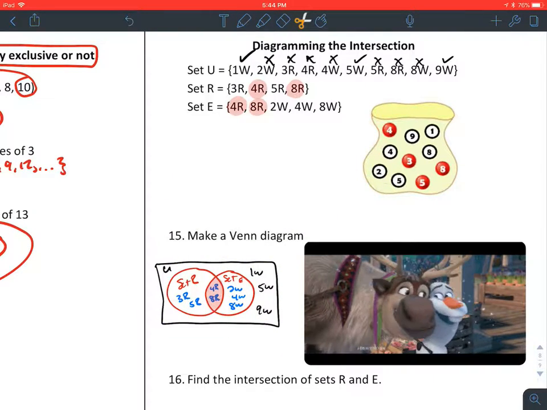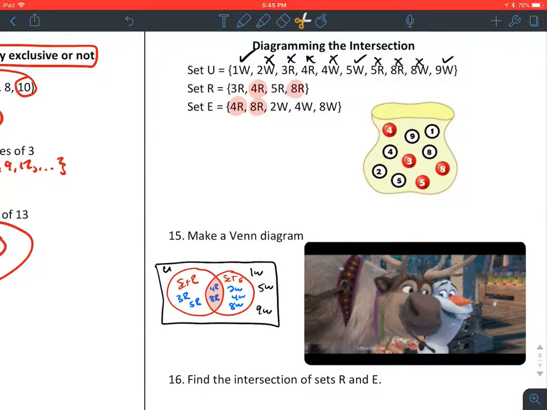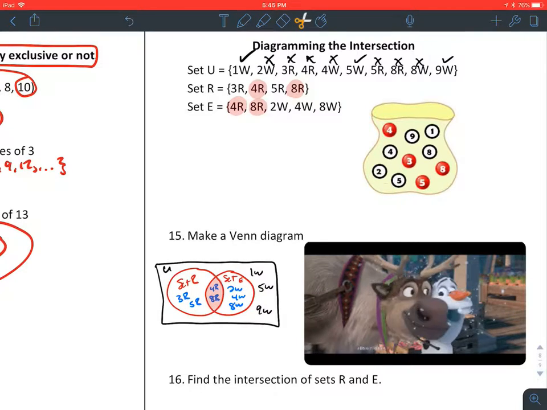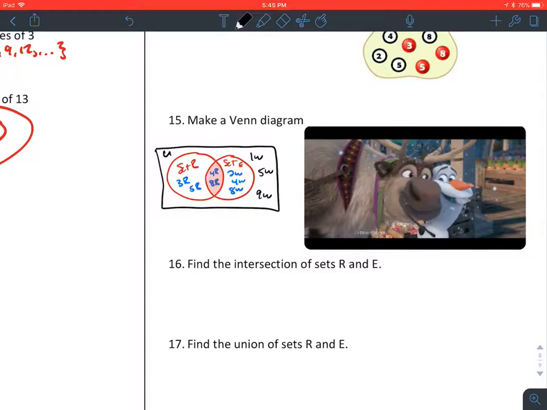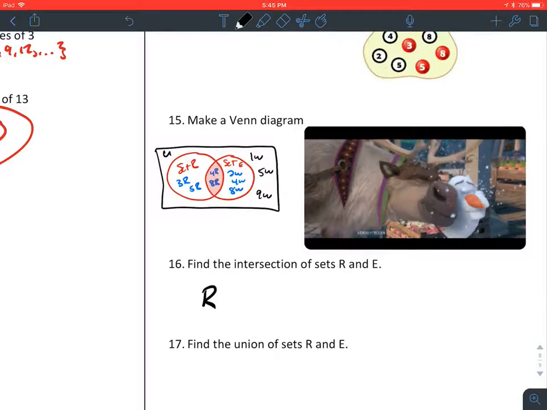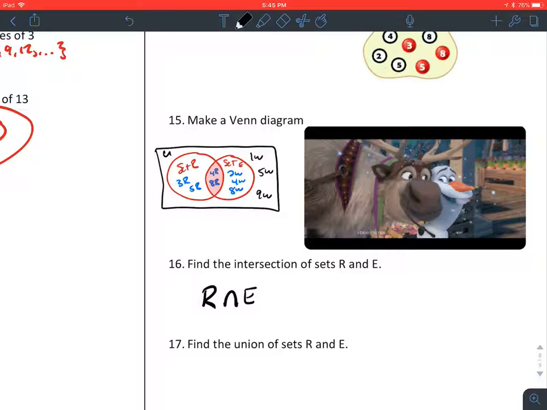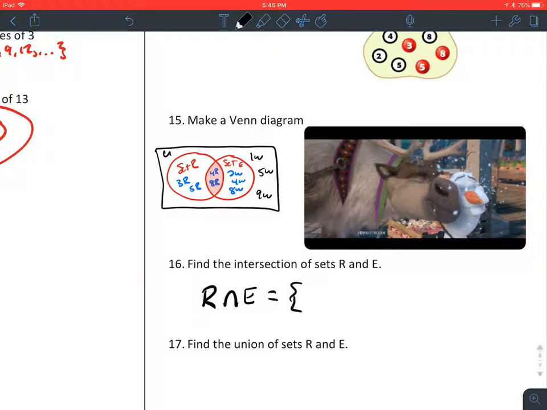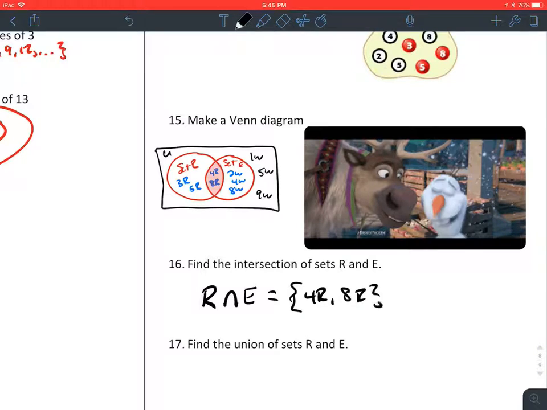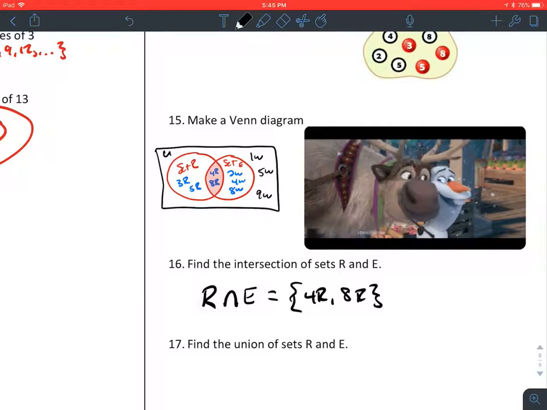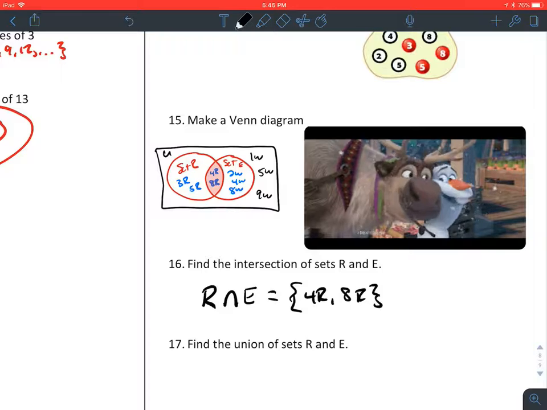It includes everything that's in set R and set E, and the universal set includes everything that's in those and anything that's not in those. Find the intersection of sets R and E. Well, R intersect E. The only elements they have in common is 4R, 8R. In a set, the order doesn't matter. Never repeat elements in a set.